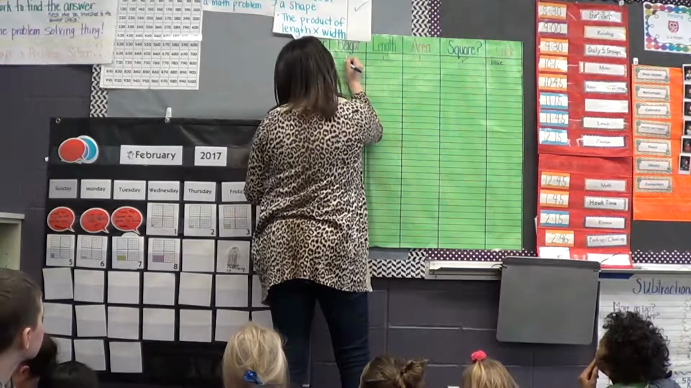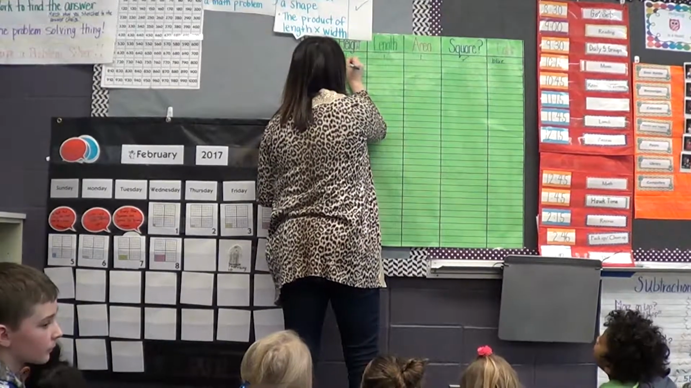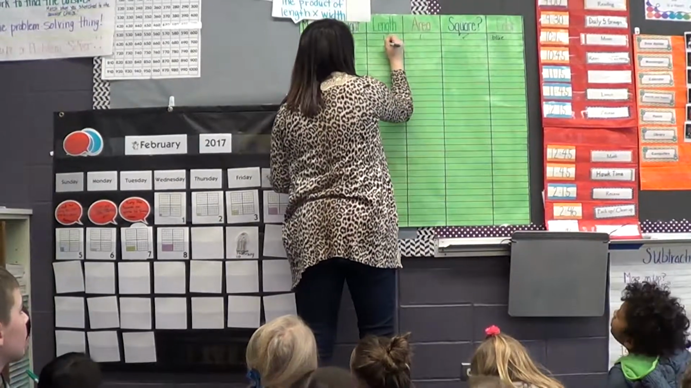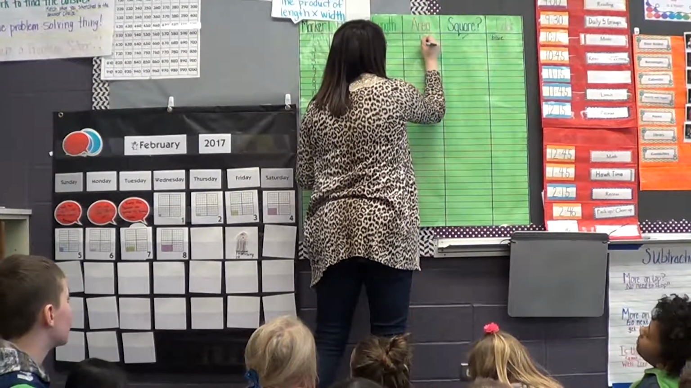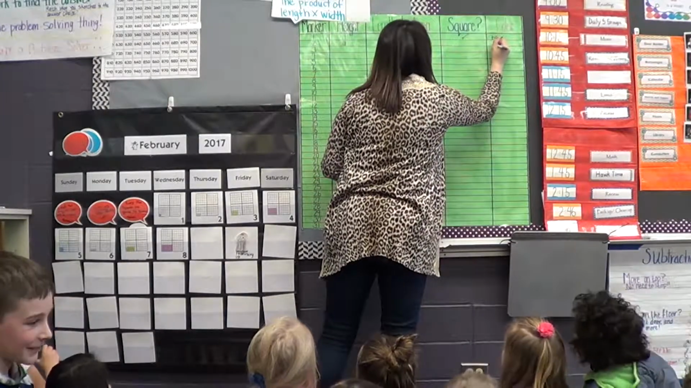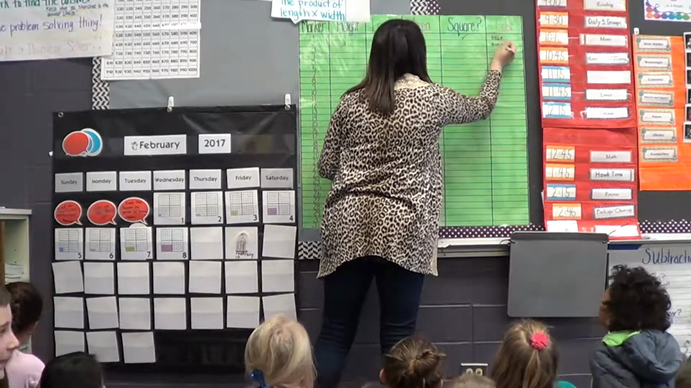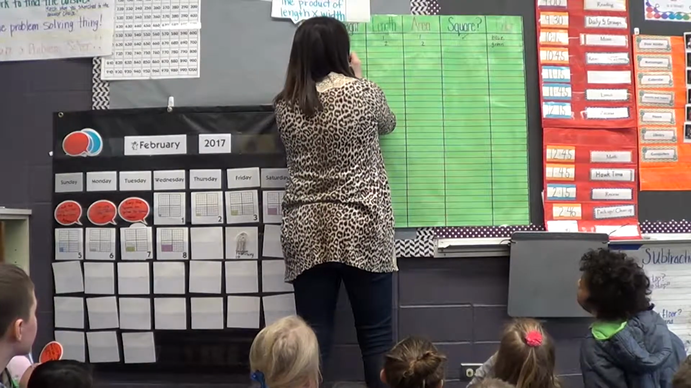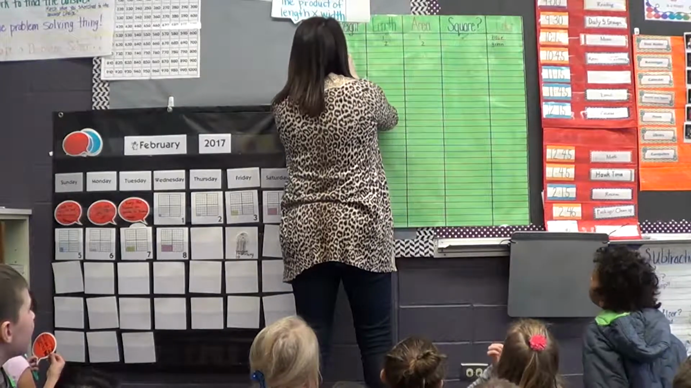Number 2. Height is 1. Length is 2. Area is 2. Is it a square? No. What color is it? Green. Misty, couldn't you put an X where the square is to show it's not a... No, we're just going to leave it blank. How about number 3, purple?